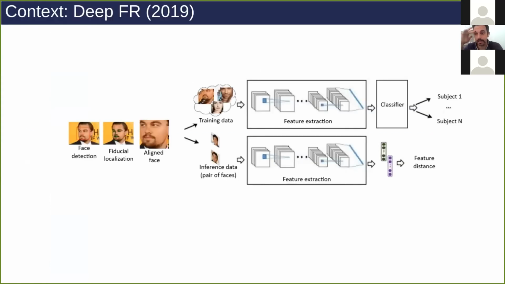So let's get into it. Let's get into the context of deep face recognition in the year 2019, which was the year where we started that project, right? So this is the typical, let's say, pipeline for face recognition in a video surveillance environment.